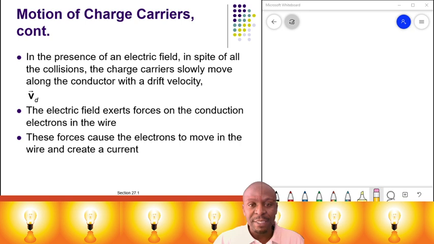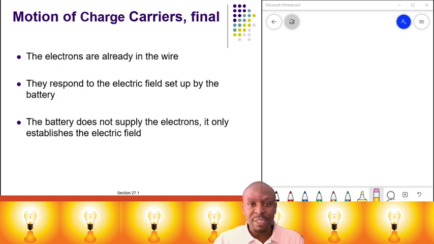Now the electric field exerts a force on the conduction electrons in the wire. The force causes the electrons to move in the wire and create a current. The electrons are already in the wire. They respond to the electric field set up by the battery. Now the battery does not supply electrons. It only establishes the electric field, which in turn establishes the force on these charge carriers.